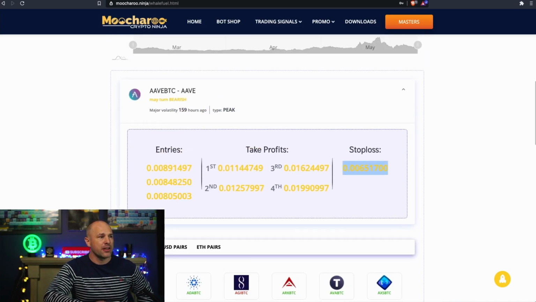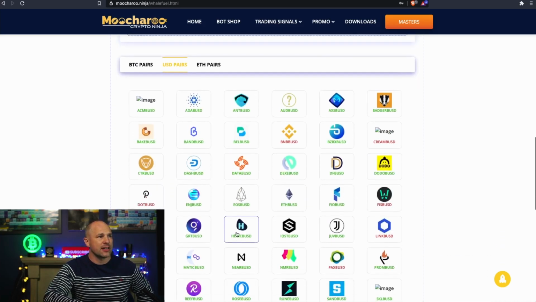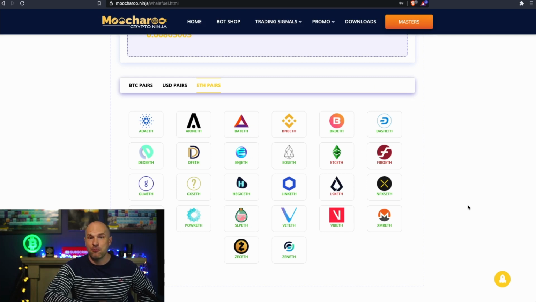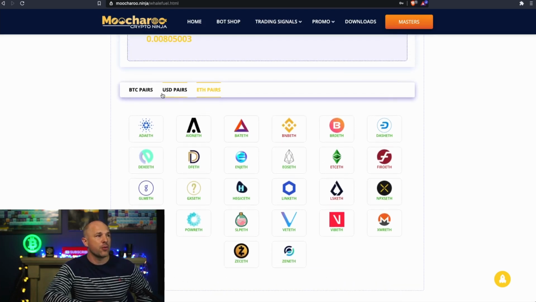And down here is all of the pairings that you can see. So this is Bitcoin. We've also got USD. Just click there. You can see all the USD pairs and the Ethereum pairs. Not quite so many Ethereum pairs, but if that is something that you're into, then there we go. We have that for you.